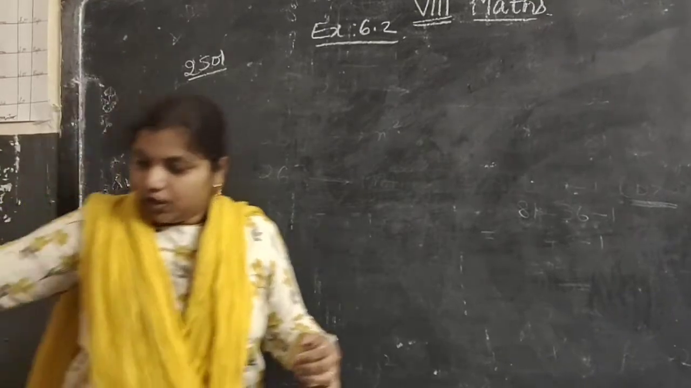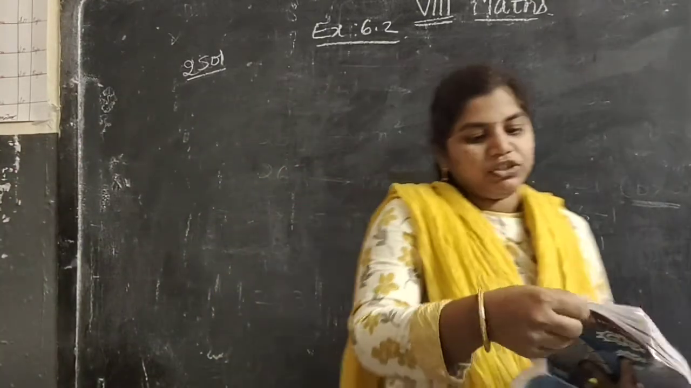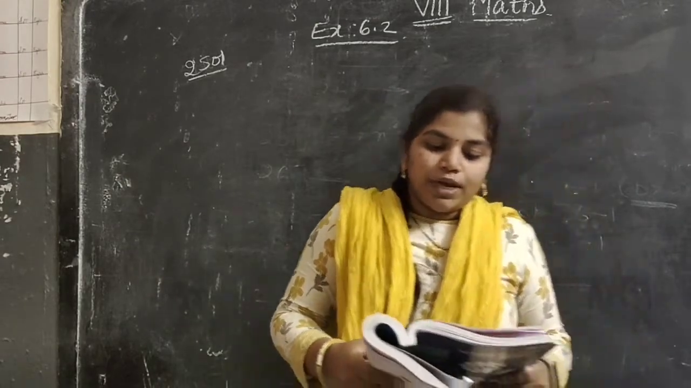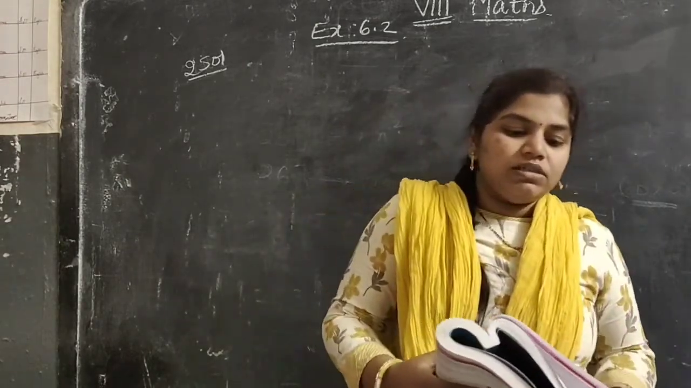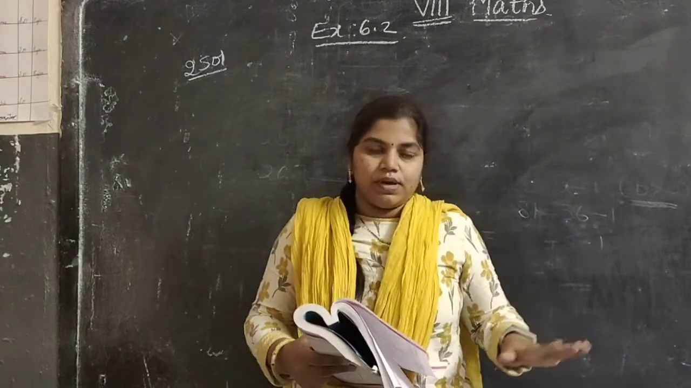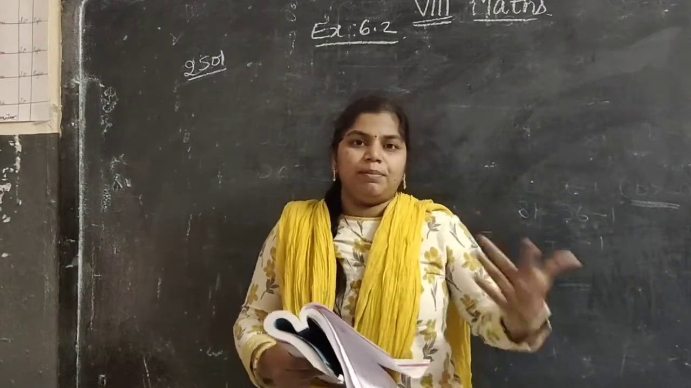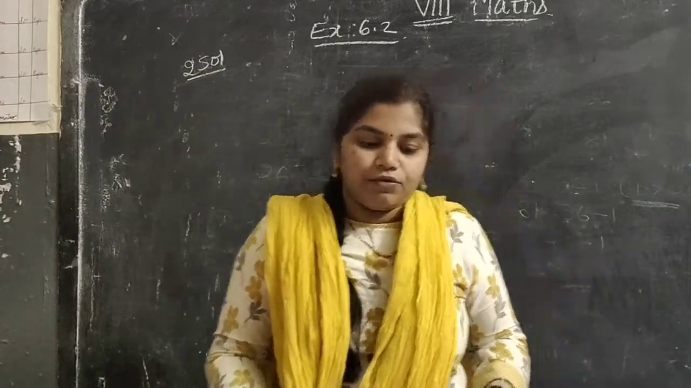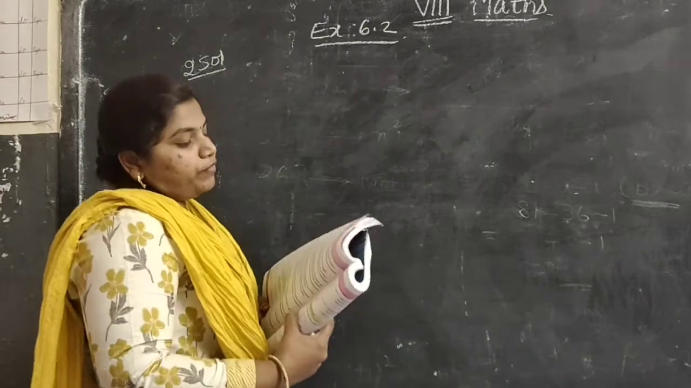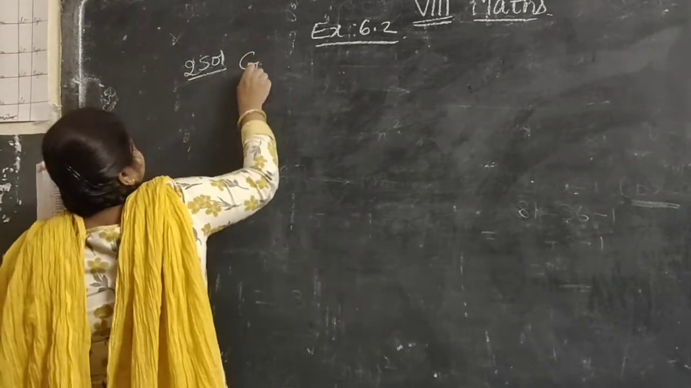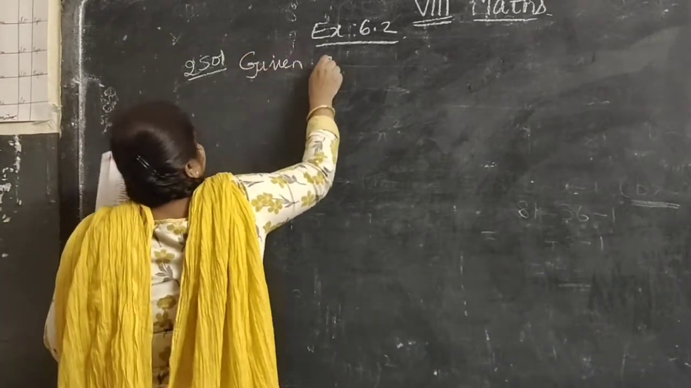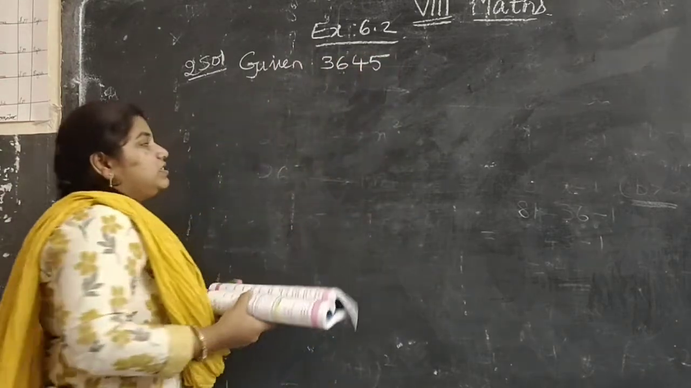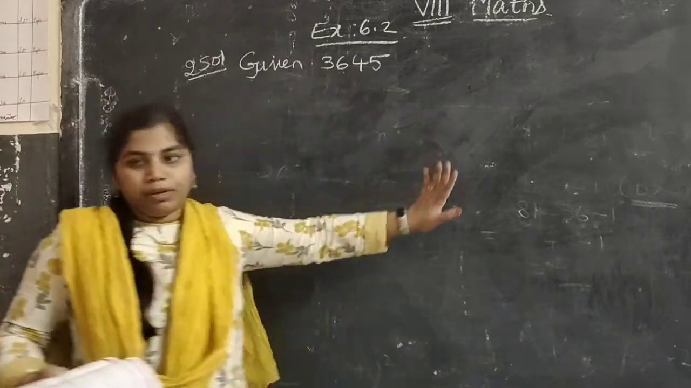So what is the second question? Find the smallest number by which 3645 must be multiplied to get a perfect square. Here 3645 is not a perfect square. So which number we have to multiply to this number to make it a perfect square, we have to find. So which number have they given? They have given 3645. This 3645 is not a perfect square.